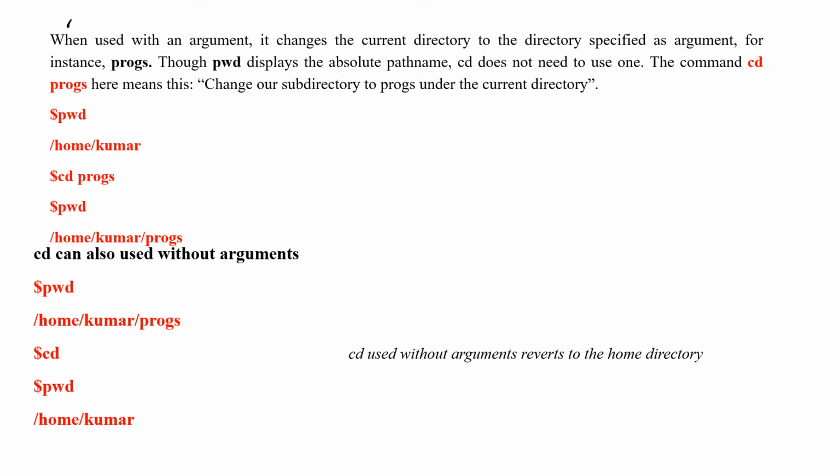We can also apply the cd command without an argument. Just type the $pwd command, that shows once again /home/kumar/progs. Then you type the command $cd, which does not contain any argument. If cd is used without an argument, it reverts to the home directory. Then you apply the $pwd command, that shows /home/kumar.